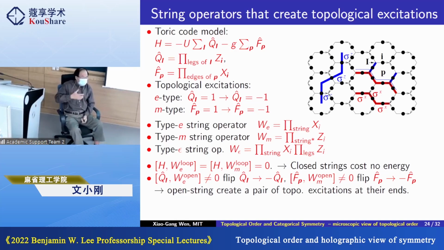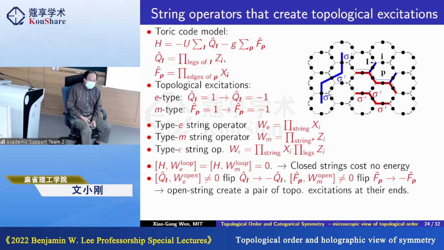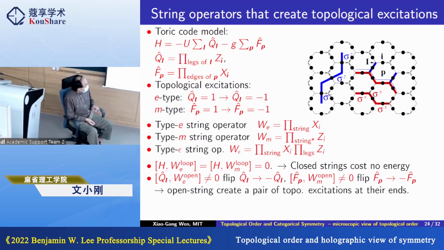So all those things can create excitations in this topological model. And we see that they are all created in pairs. So this kind of excitation, which cannot be created alone, is called a topological excitation. And the existence of topological excitations also signals topological order.